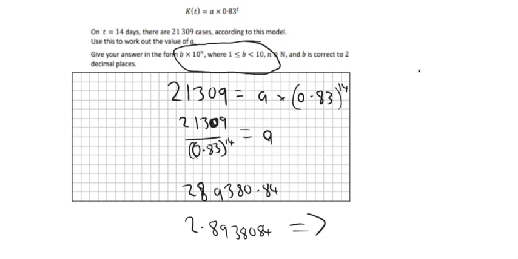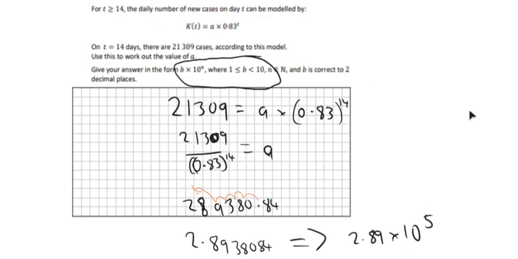So 2.89, sorry. Just 2.89 multiplied by 10 to the power of, and we see how many places we moved the decimal point initially. So it was 1, 2, 3, 4, 5. So to the power of 5. And you'll need to do that last bit just for all of the marks. So that's it. That's all for that question.